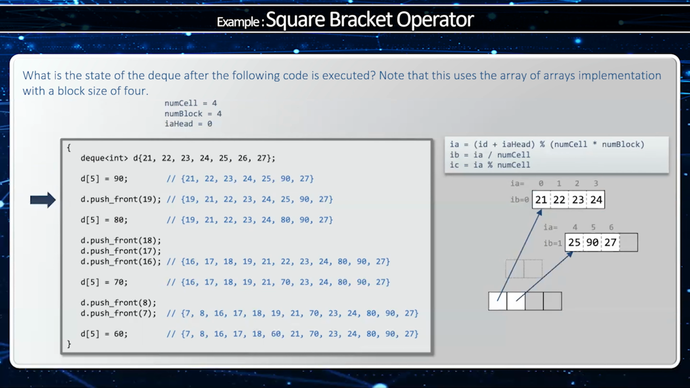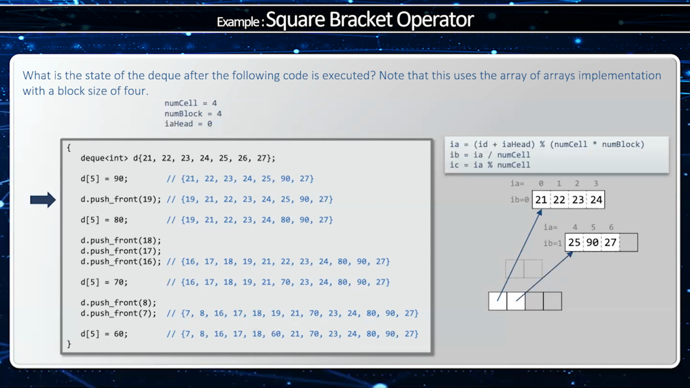Notice how my number of cells remains at 4, but now I go from 2 blocks to 4 blocks. Now, notice also the 2 blocks do not move. The blocks do not move. I just reallocate my array of pointers. And that's an important detail about the array of array implementation: we don't actually move elements around. We just move pointers around.